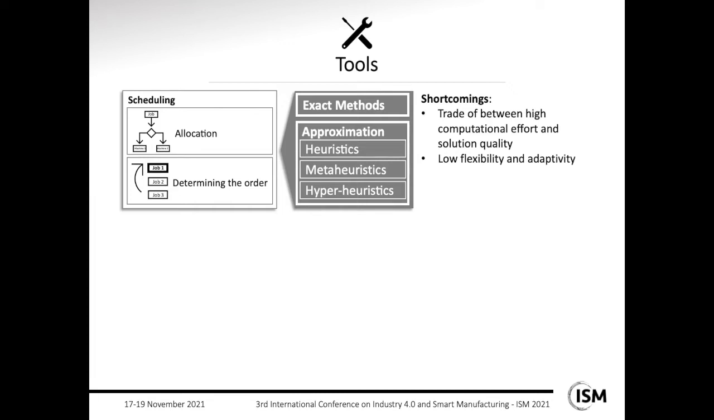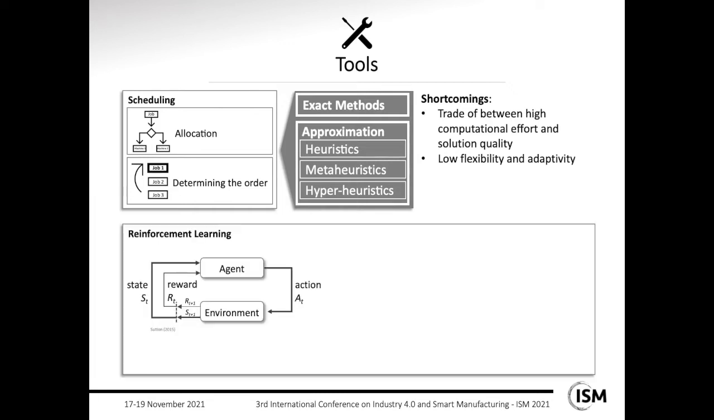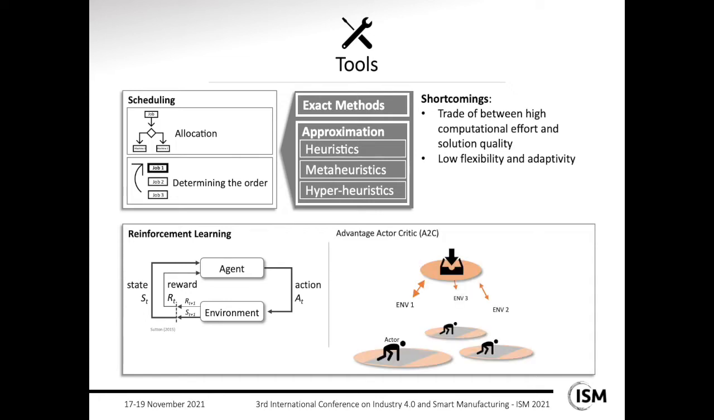That's why we come up with a machine learning approach, reinforcement learning, where we have an environment and we are transferring some information, the so-called state, to an agent, and this agent decides based on this information what action it will perform. And the environment is rewarding this action with a reward.